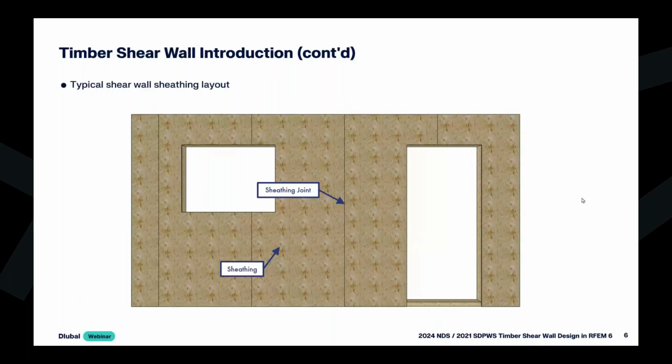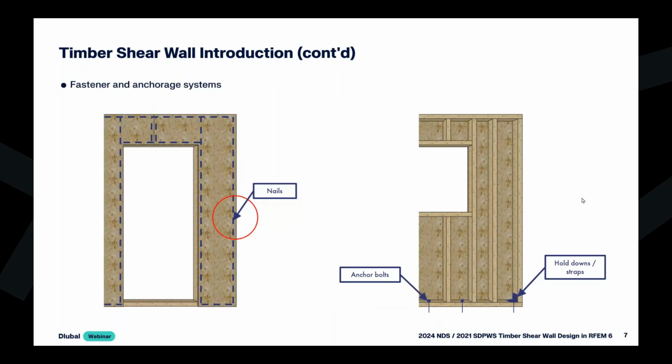Now we connect the sheathing, again either OSB or plywood, to the framing members with typically some type of fastener. Within the US, we're usually connecting these with nails. We also need to essentially anchor our shear wall to our foundation or to our floor, and we do so with an anchorage system such as hold downs or straps at the edges of the walls, and then along the length at the base of the wall, we have anchor bolts or some type of shear connectors.